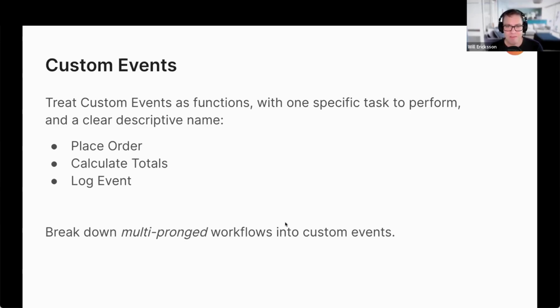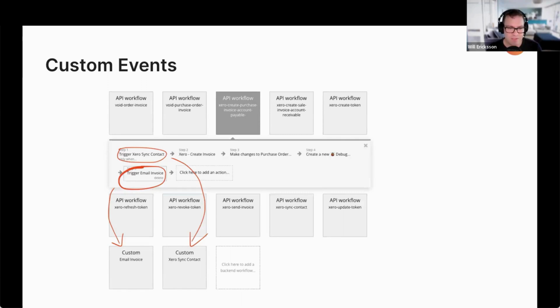When we start doing this, then we can break down multi-pronged workflows into custom events. So let's say you have a workflow that has lots and lots of steps. You can start to put these into meaningfully named custom events and treat them like functions. So I'll give you an example. This is a Xero integration. And in this integration, we have an API workflow to create an invoice. And so the first thing we do is we check that the contact is actually synced. So we send them off to a custom event called sync contact.